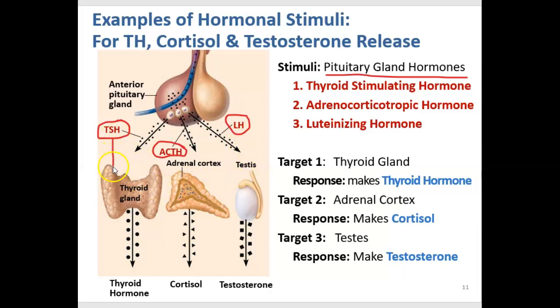Thyroid stimulating hormone acts on the thyroid gland to make it release thyroid hormone. Adrenocorticotropic hormone acts on the adrenal cortex, which is the surface of the adrenal gland here, to make cortisol. That's one of our stress hormones. And then luteinizing hormone can act on the testis and the ovaries, and it causes the testis to release testosterone. So for now, without understanding what the final effects of these hormones are, I think you can at least see that one hormone stimulated an endocrine gland to release another hormone.